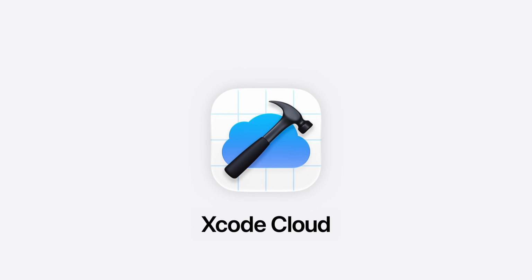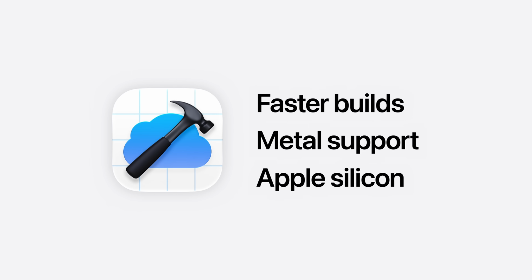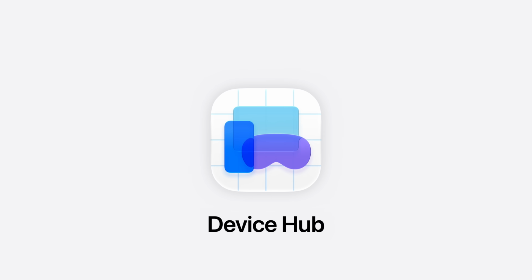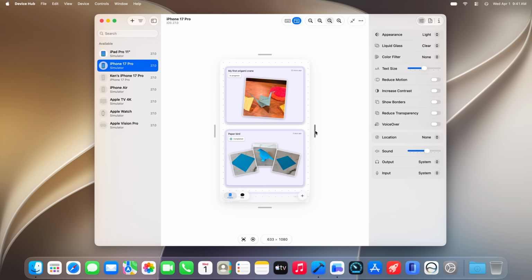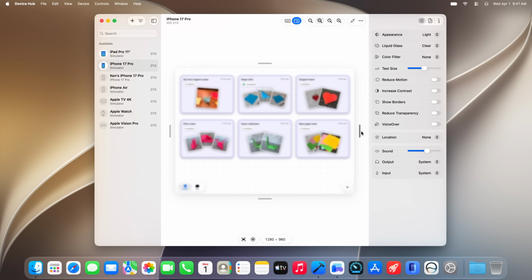Xcode Cloud is easier than ever to set up, with builds up to twice as fast and support for Apple Vision Pro and apps using Metal on Apple Silicon. And the all-new Device Hub replaces Simulator, bringing virtual and physical devices together in a single place. Pinch to zoom, live resizing, and full control over real hardware right from your Mac.